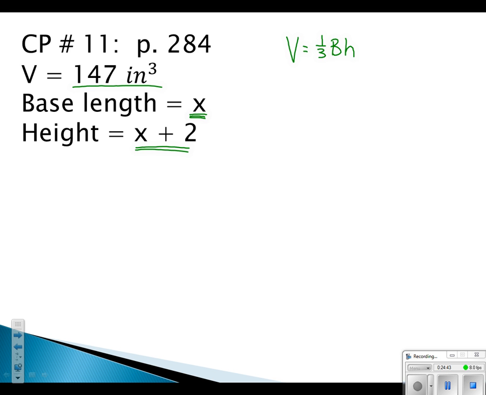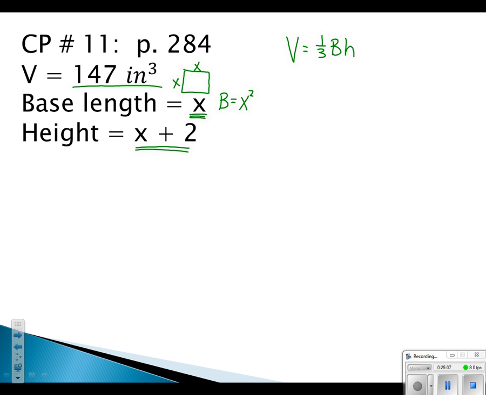Okay, now in my formula I need base area. Well, if the base length is x and it's square, capital B, would it make sense then to say that capital B is x squared? It would be x by x. Here's your bottom. If it's a square base with length of x, x times x would give us the area. Okay, so capital B is x squared in this one.